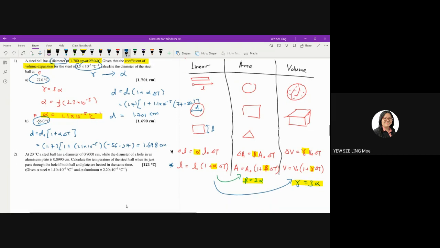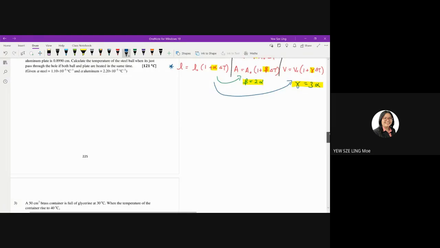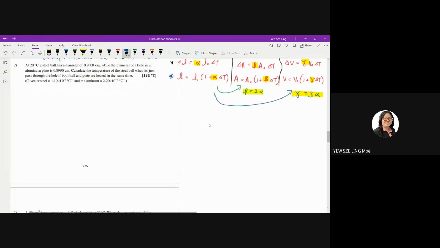So now let's look at question 2. Question 2 is a very interesting question. What happens in question 2? Basically, you have a steel ball that has a diameter of 0.9 cm, and a hole in an aluminum plate. So now you have a ball with a diameter equal to 0.9 cm.